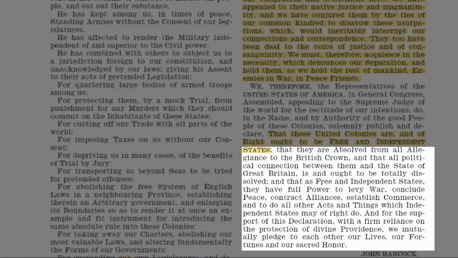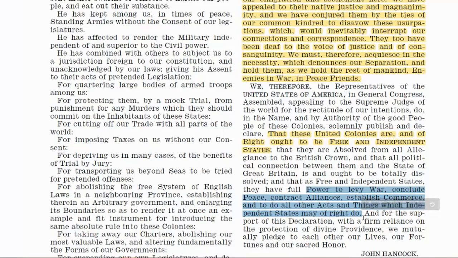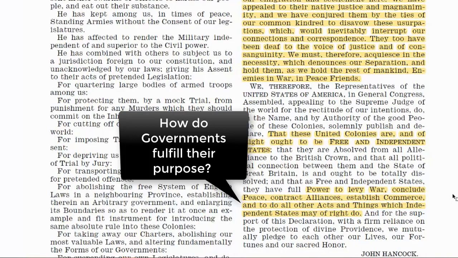And then this is the other thing that they're trying to do, absolve from all allegiance to the British Crown, and then all political connection between them and the state of Great Britain is and ought to be totally dissolved, and that as free and independent states, they have full power to levy war, conclude peace, contract alliances, establish commerce, and to do all other acts and things which independent states may of right do. Interesting. So what is a government for? Is to secure these rights. How do governments do that? Maybe this is an indication. Maybe we will see some of this in the Constitution.